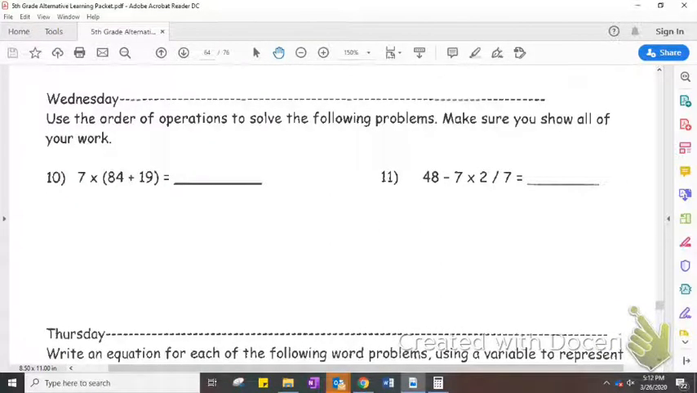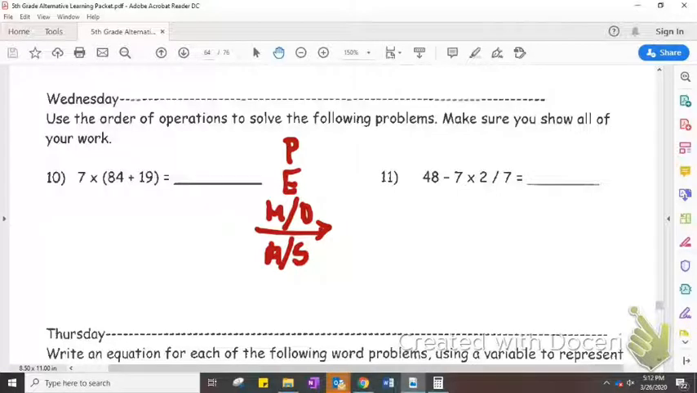Okay, order of operations. So, we went over order of operations last week when we were doing our math minutes. We remember PEMDAS, parentheses, and exponents. Multiplication, which is the same as division, so we go from left to right. And addition and subtraction, which they're the same thing. We just go from left to right.